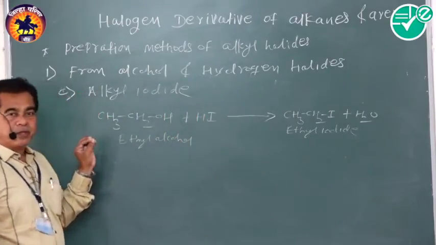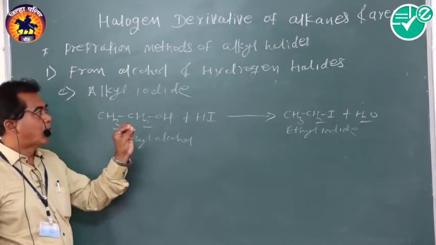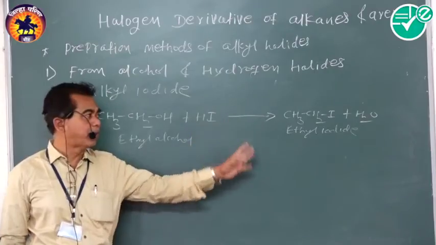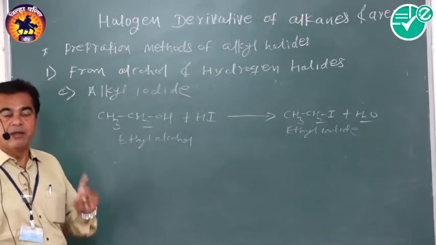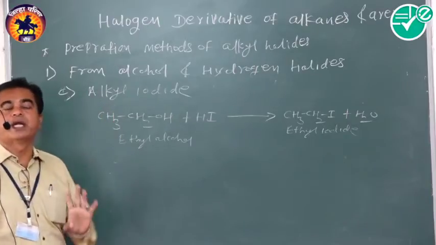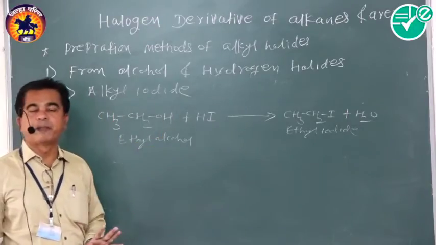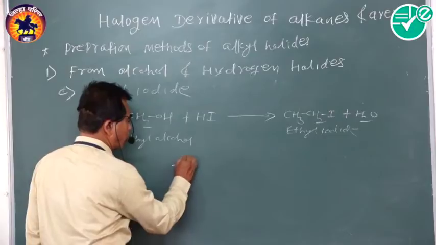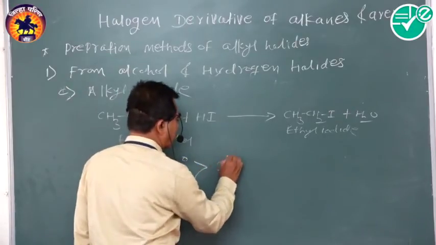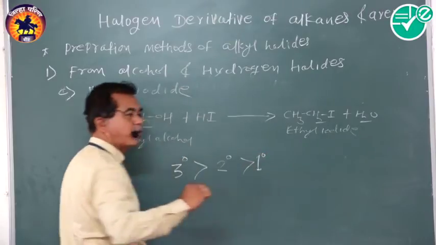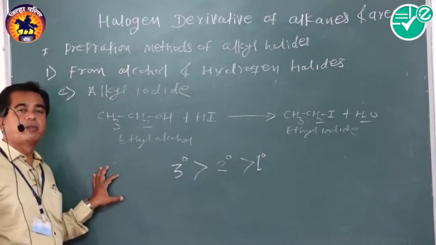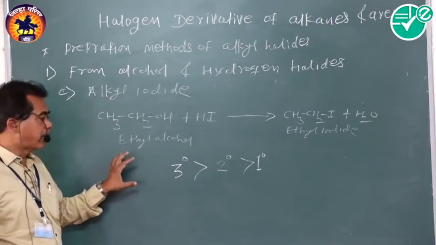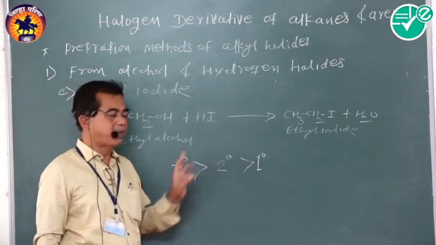Now, these are the preparation methods from alcohol and concentrated hydrogen halides. We prepare different types of alkyl halides. The important thing is the order of reactivity of alcohols: tertiary alcohol has greater reactivity than secondary alcohol, which is greater than primary alcohol. This is a very important point: the reactivity order of alcohols towards the hydrogen halides is that tertiary alcohols generally react faster than secondary alcohols, which react faster than primary alcohols.